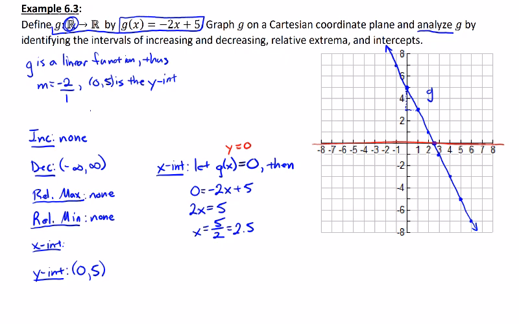So then we would write the ordered pair (5/2, 0) as the location for the x-intercept. And this is all the information that I would box in. That's what I was supposed to be finding. And then of course the graph speaks for itself there.